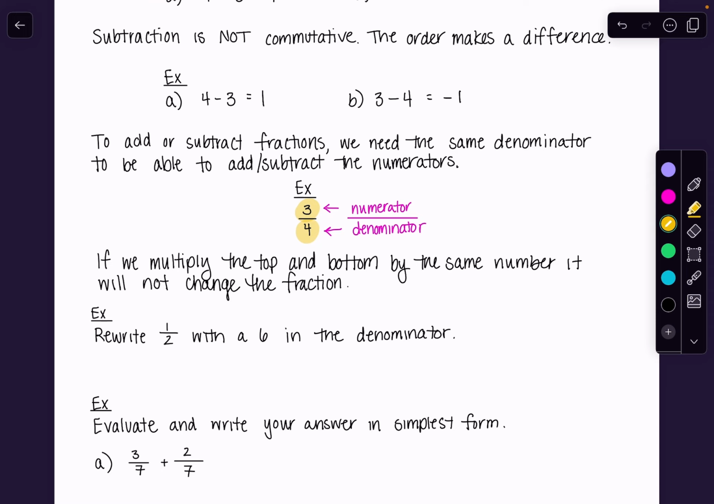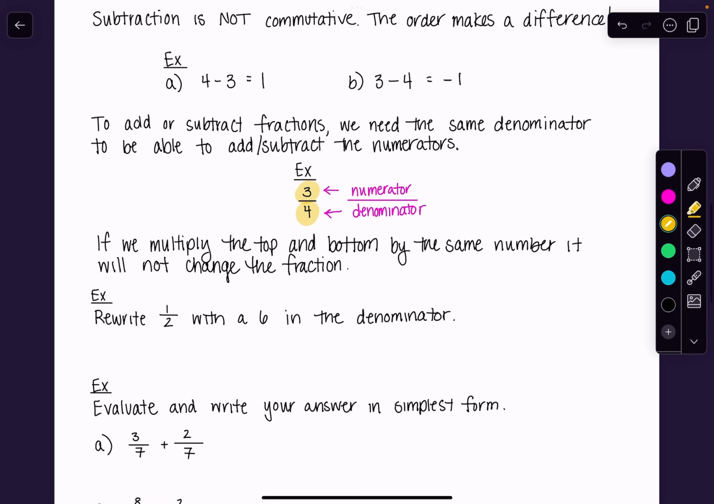Because remember, 3 over 4 is technically a percentage, okay? So it's representing 3 out of 4 pieces of information. So what we can do to get something to be the same but with a different number in the denominator, we're going to take the top and bottom and multiply it by the same exact thing.